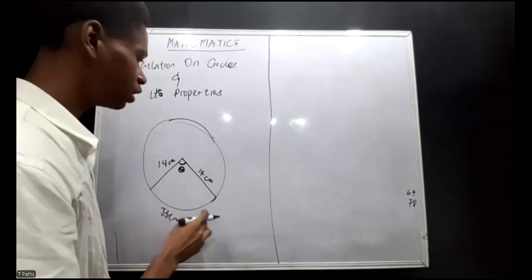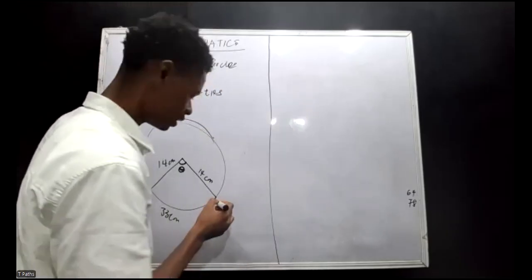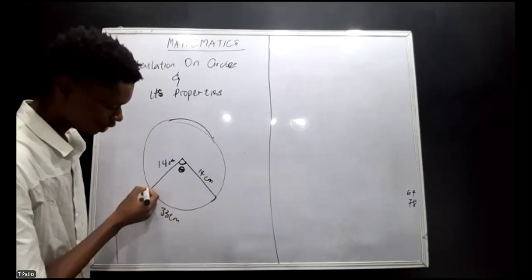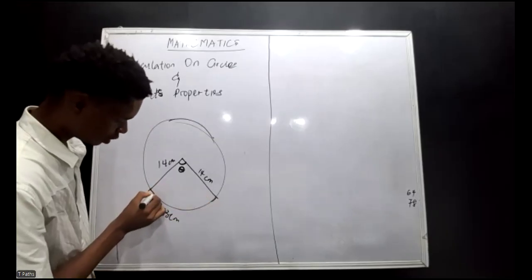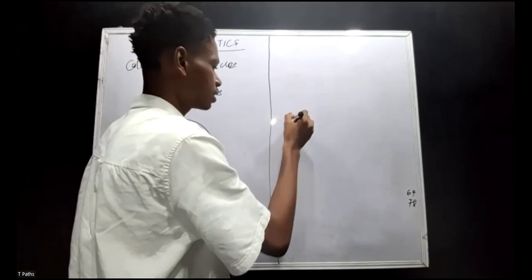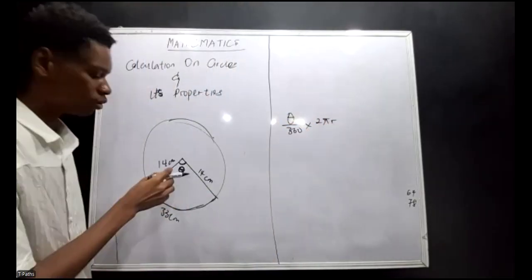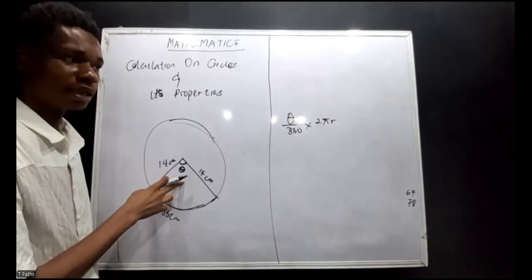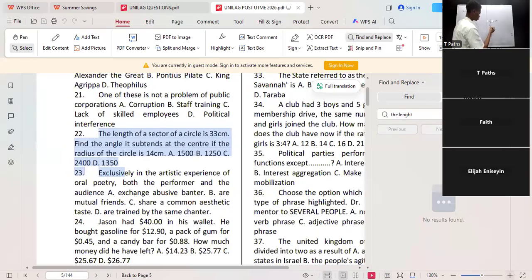Now, how do we find the length of a sector? Actually, it is the length of the arc in the sector. The length of the arc from this point to this point is 33 centimeter. We have a formula for it, which is theta over 360 times 2 pi r. Theta is the angle at which the sector is subtended at the center. Pi is 22 over 7. r is the radius of the circle. So if we use these parameters, we'll have theta over 360 because theta is unknown.